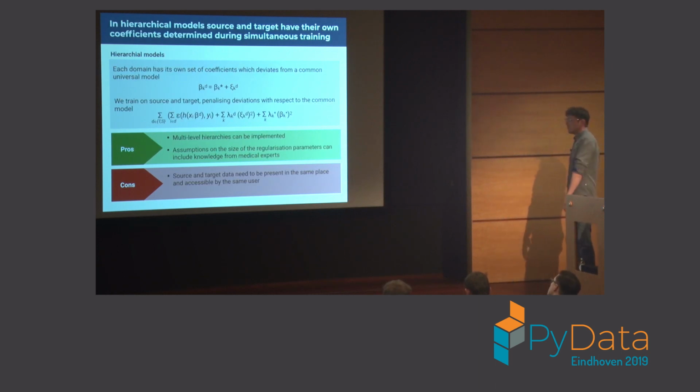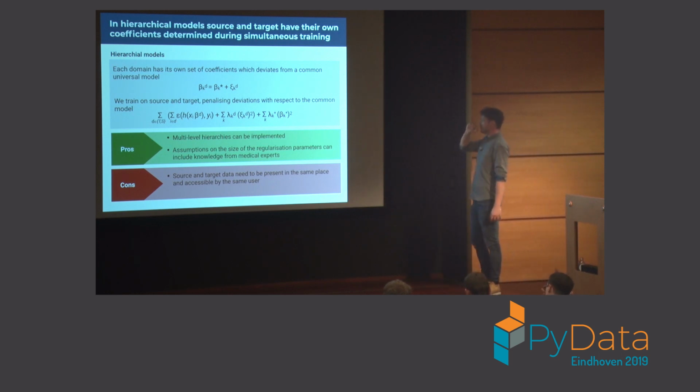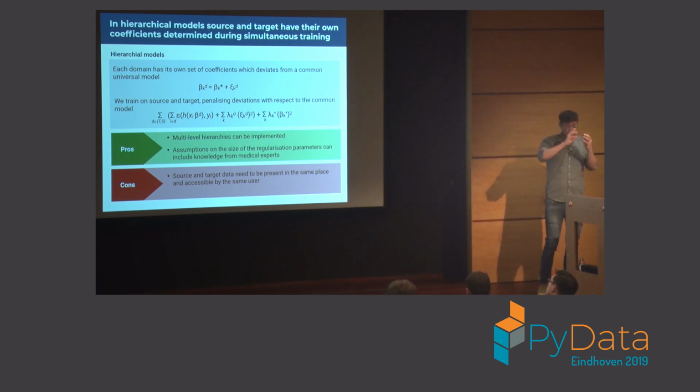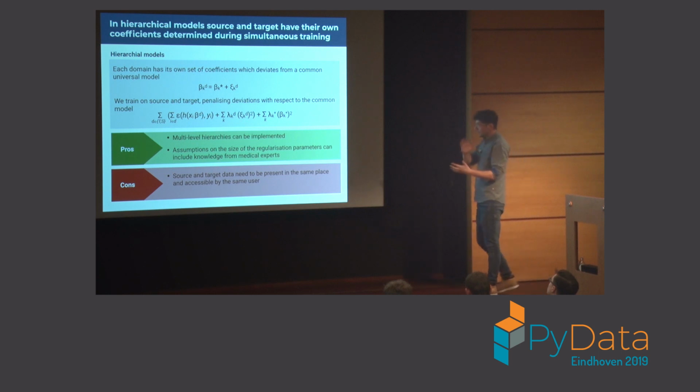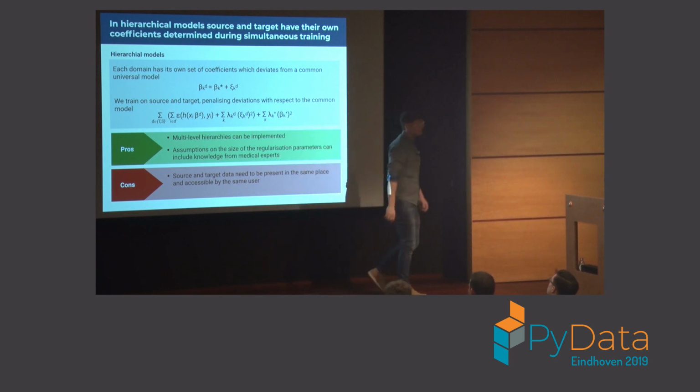Another alternative, the last one that I'm going to mention today, are hierarchical models. So in this case, we have a different set of coefficients for each domain. They are written like that. So there is a part that is common, and then one that is more domain specific. And then you train on everything, both target and source together, each one with their own set of regularization terms.